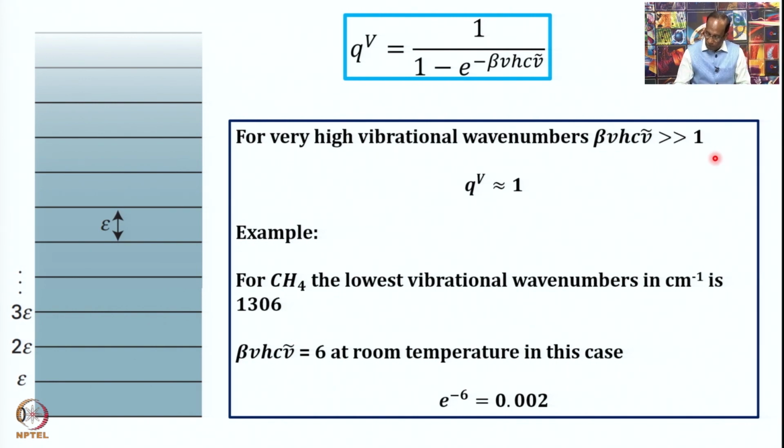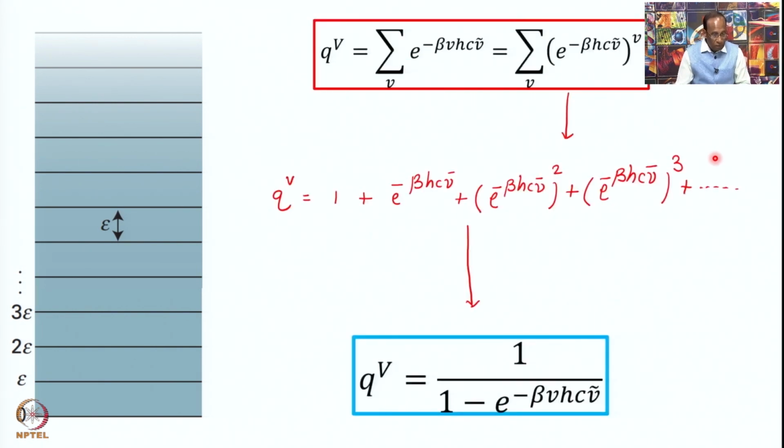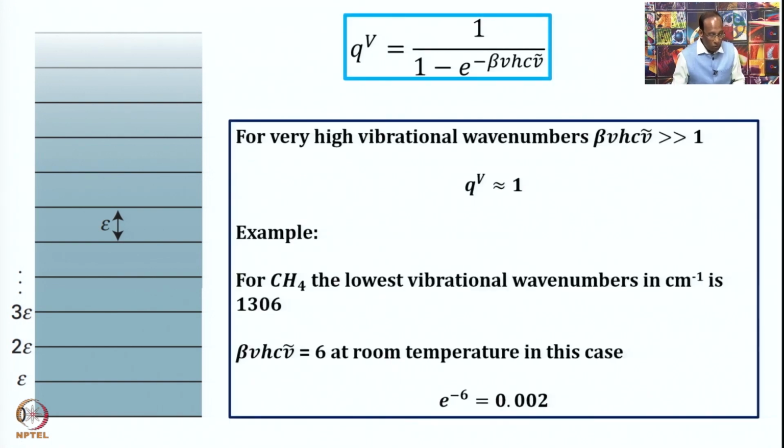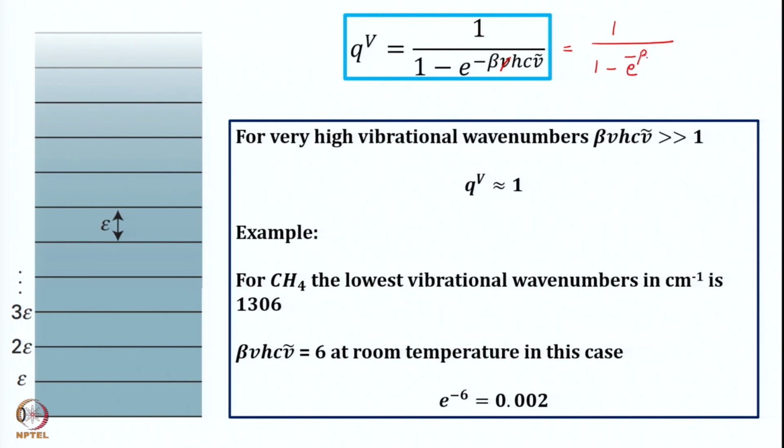Let me make a simple correction over here. This V is not there. So, you treat this as 1 over 1 minus exponential minus beta h c nu bar. V is not there. Okay, so make that correction. So, same thing I will put over here, which is equal to 1 over 1 minus exponential minus beta h c nu bar.